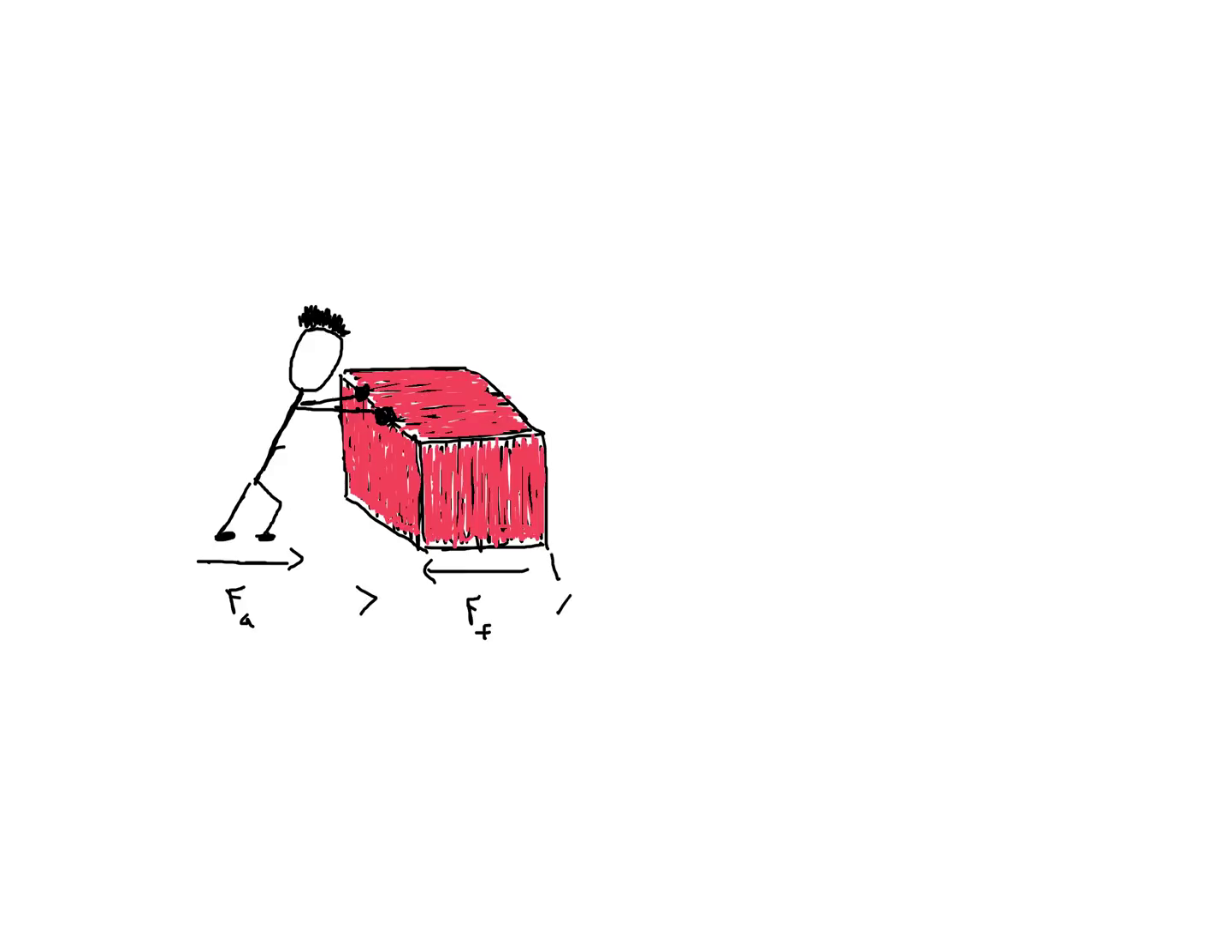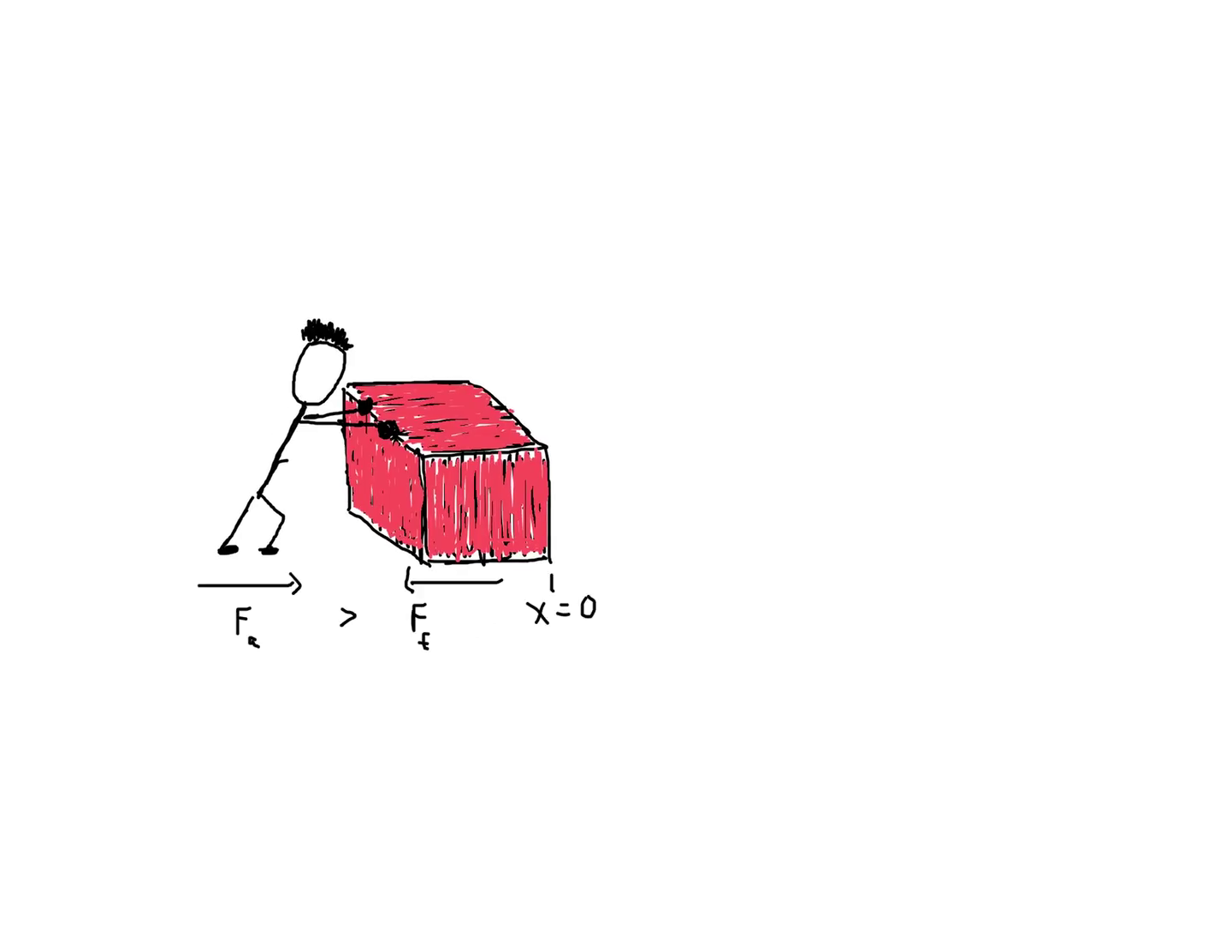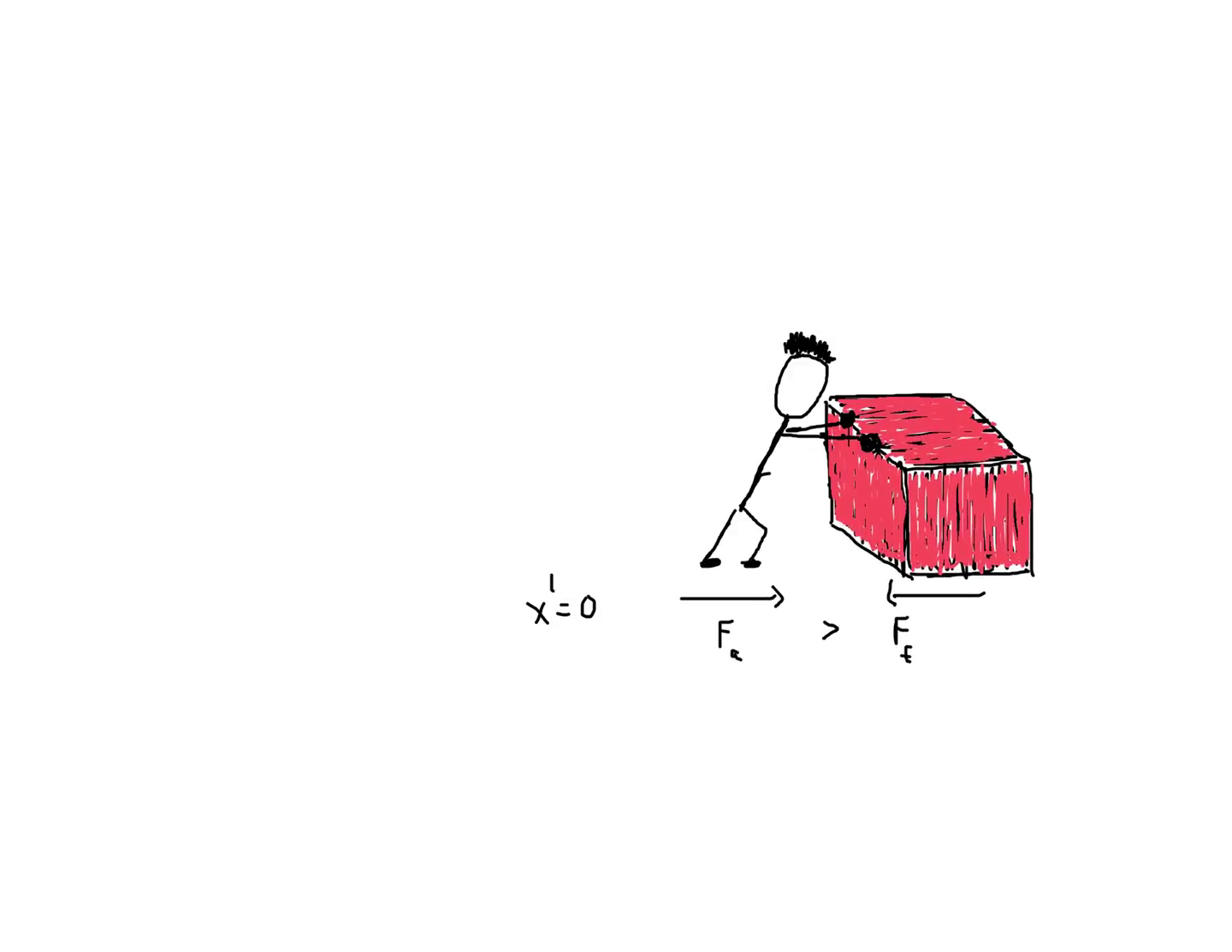So let's say your object starts at x equals 0. When you apply a force greater than the frictional force, you move the object. Now the object is at x equals a.